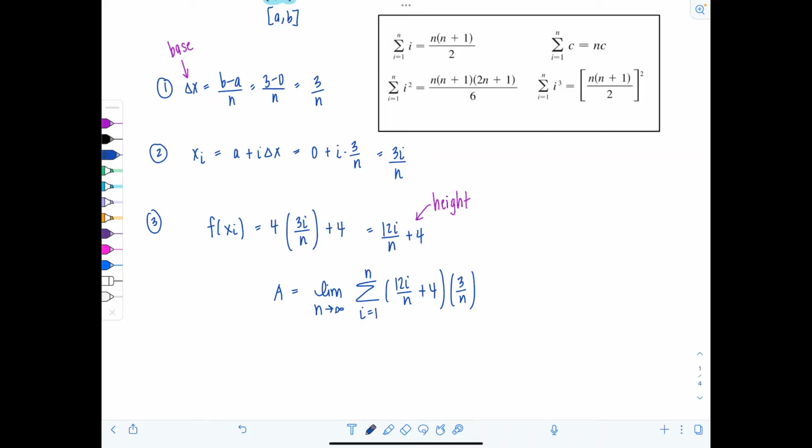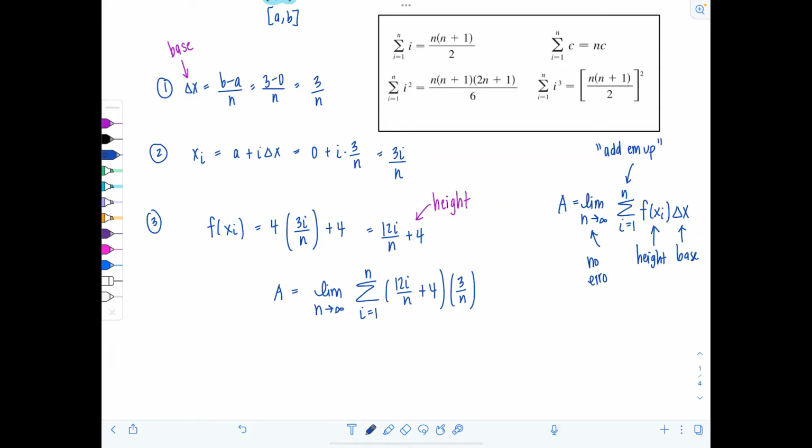Okay? So basically the main idea, if you need a recap, you have limit, n goes to infinity, sum i equals 1 to n. It's always f of x sub i times delta x. This is base. This is height. This means add them up, and this means we want no error.